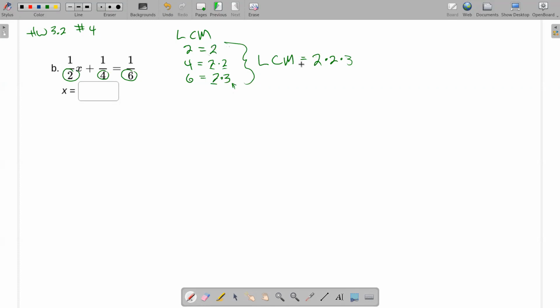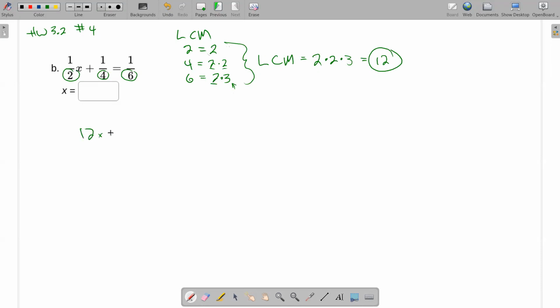So 2 is satisfied because I have more than enough 2's. 4 said it needs 2 2's. 6 needs a 2 and a 3, and I got those. And then I just multiply that out. 2 times 2 is 4, times 3 is 12 on a good day. So 12 is the smallest number that all of those go into. So then I just multiply everything by 12.